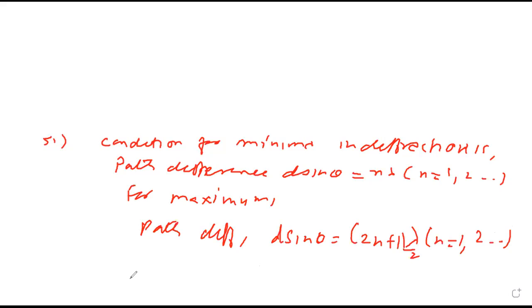But we have written 2n plus 1 because here the first maxima will come when path difference is 3 lambda by 2 after central maxima. So which is the condition for first maxima? First maxima means n equal to 1. So d sine theta will be 3 lambda by 2 for first maxima. 3 lambda by 2 is option D. They have taken distance as A, I have taken as d. So option D is the correct one.